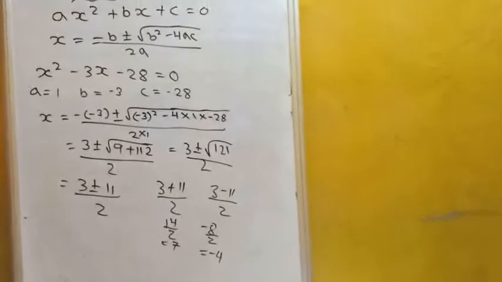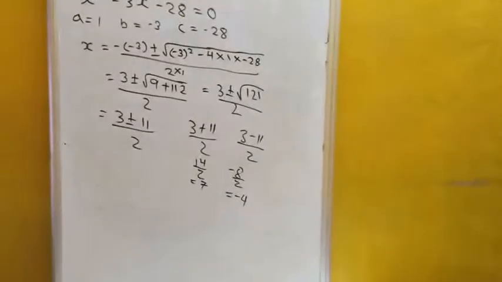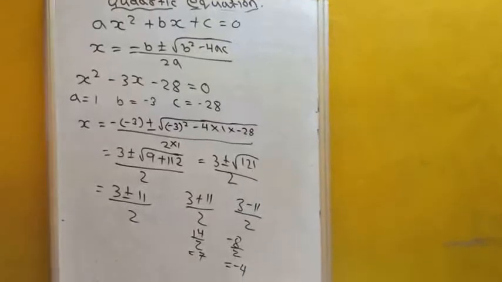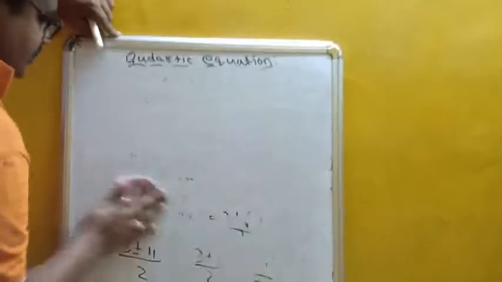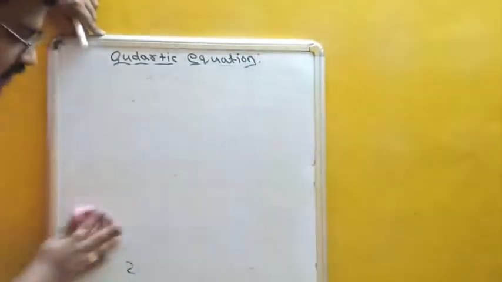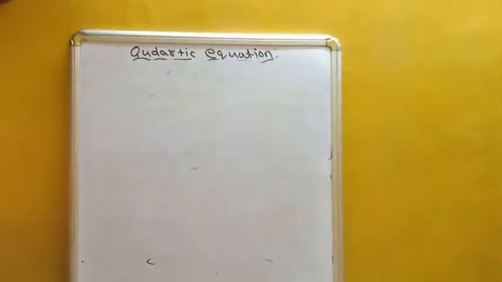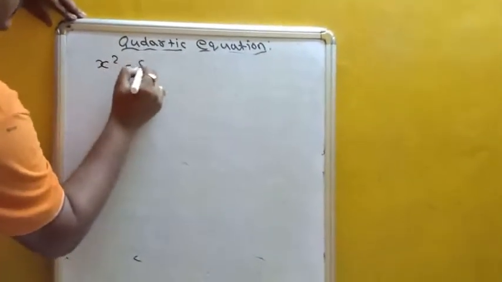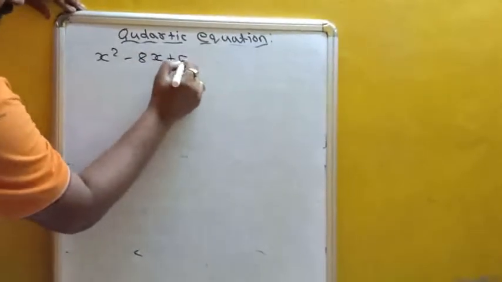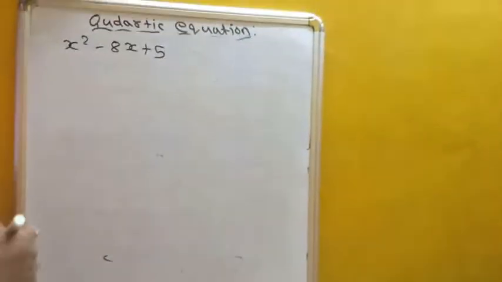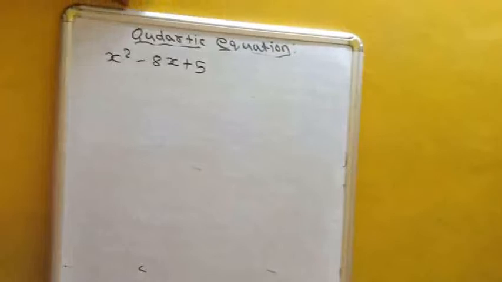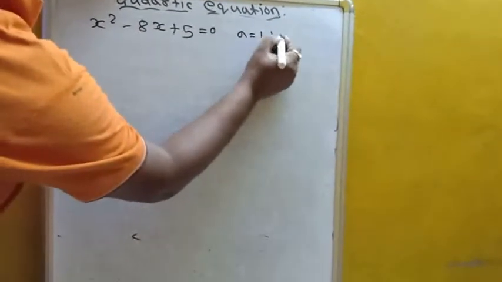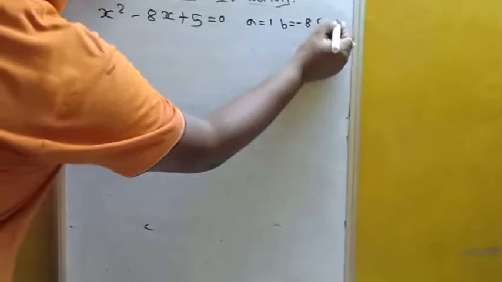Formula. But what will he ask in your exam? He will ask to find out the roots of the equation up to 2 decimal places. Up to how many decimal places? 2 decimal places. So what I have written here: x square minus 8x plus 5. So here a equals 1, b equals minus 8, c equals 5.